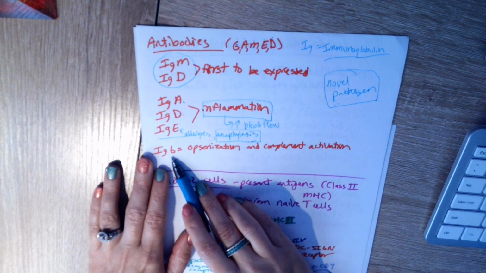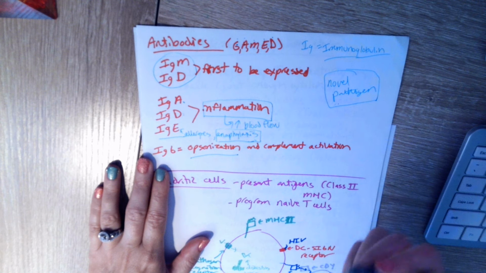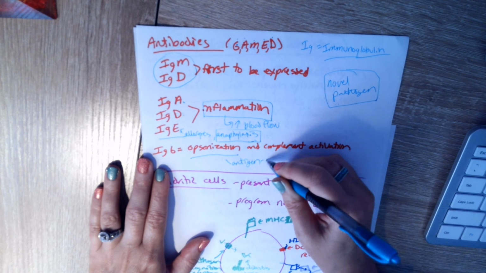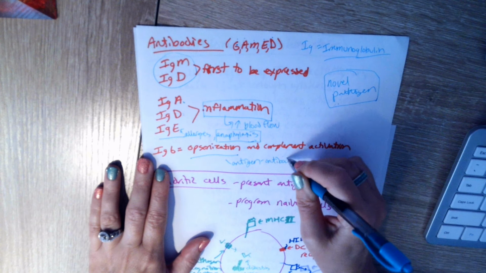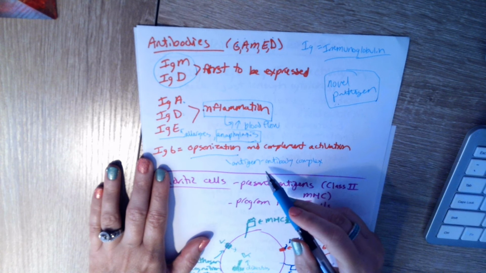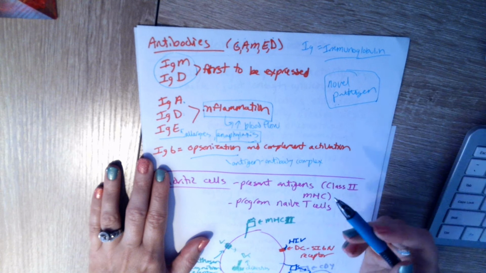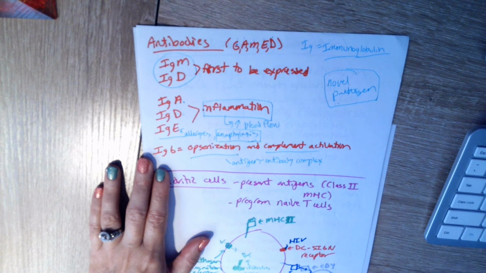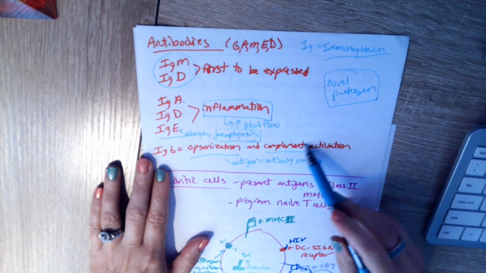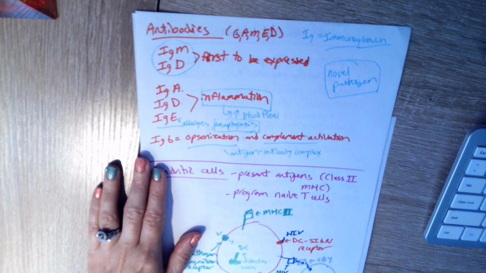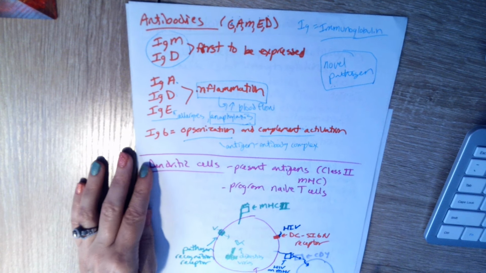Now IgG, this does something called opsonization. This is making the antigen-antibody complex that we talked about before, where the antibody sticks to the antigen and makes it attractive to phagocytes. And then it can activate complement as well. And complement is a non-specific part of immunity. It's a bunch of plasma proteins that can be activated and do various things to help fight pathogens.